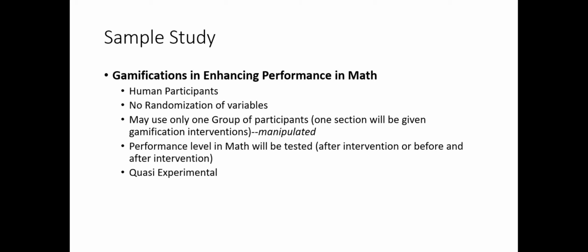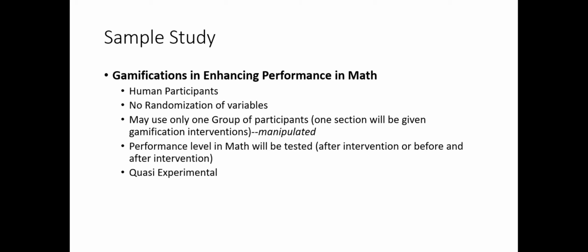Now, a good example is this one: gamification in enhancing performance in math. Well, the independent variable here is the use of gamification techniques, while the dependent variable is their performance in mathematics. So we use human participants. We don't use randomization here because we only use one group of participants. Let's say, for example, just one section. They will be given gamification interventions.